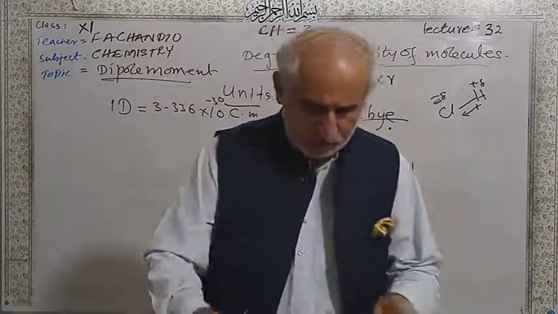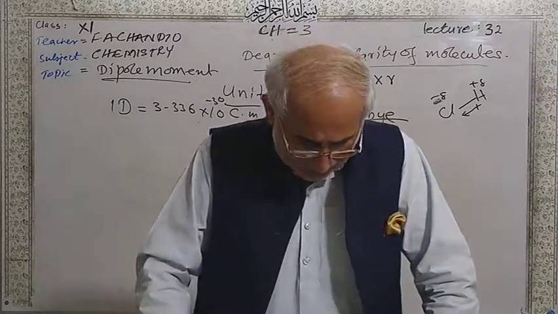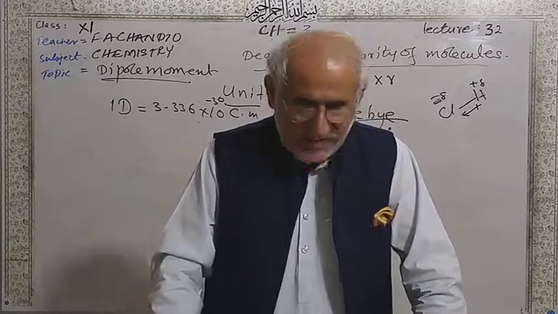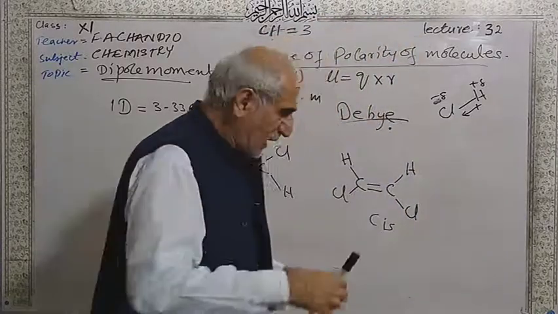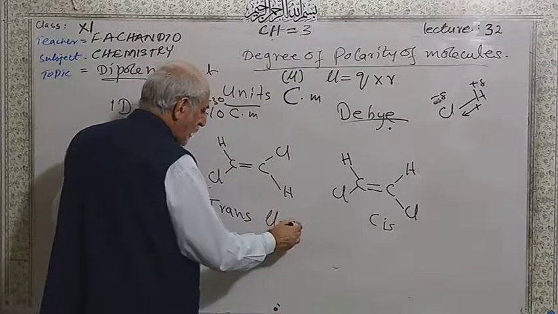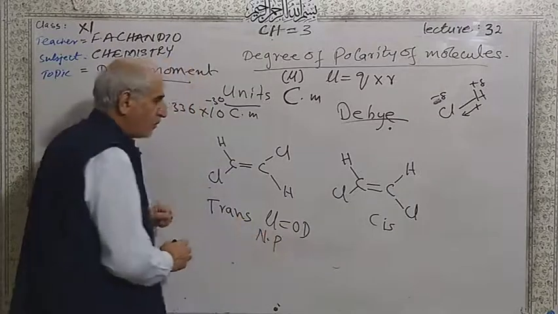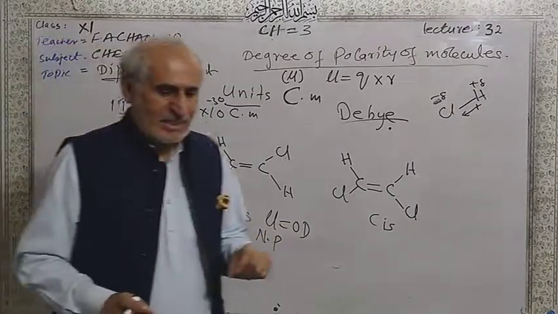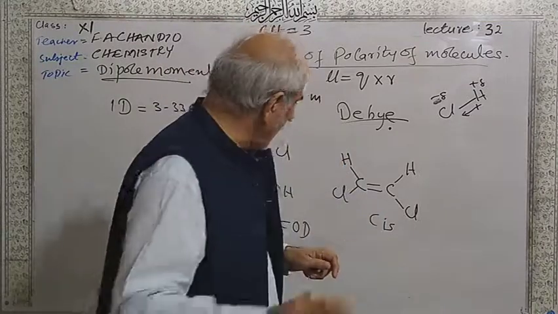So dear students, you can see that trans 1,2-dichloroethene has zero dipole, non-polar, and cis 1,2-dichloroethene has 1.89.